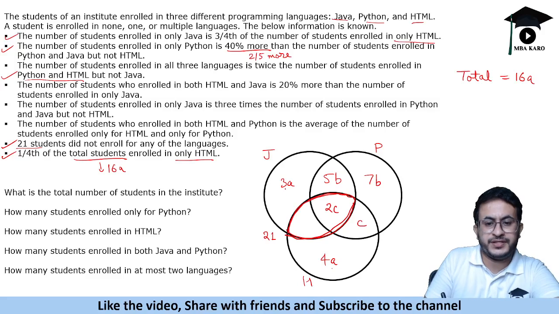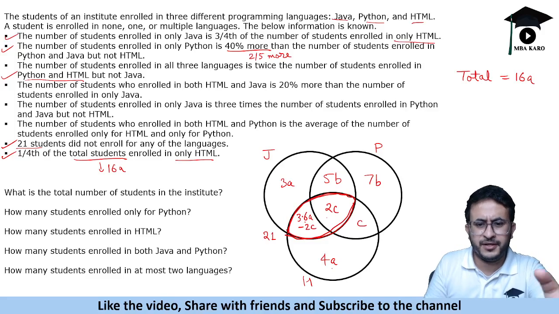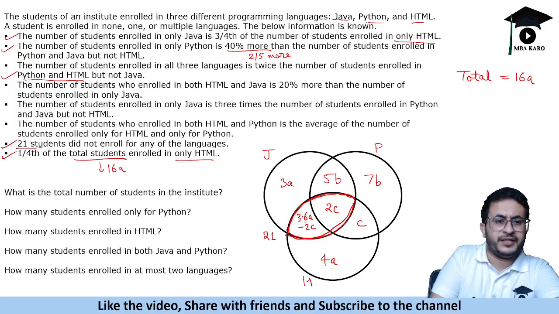Okay, so this is 3A, so this entire part should be 3.6A. And like this complete part, so 3.6A minus 2C. So for now let's just put this number. Okay, we will solve for it. Then only one of the statements is left, two statements in fact.